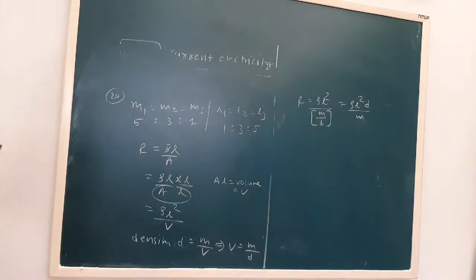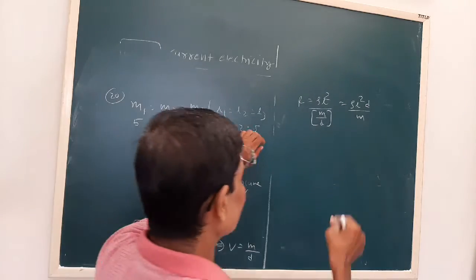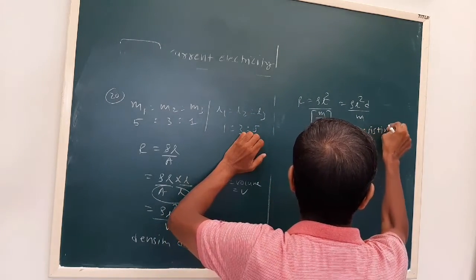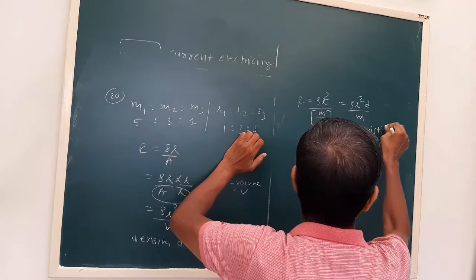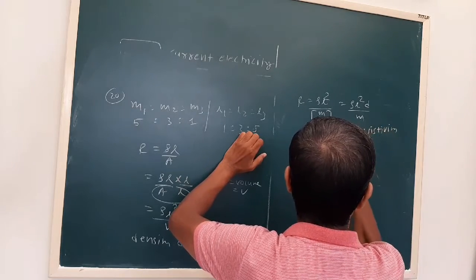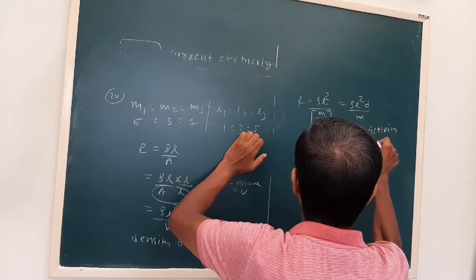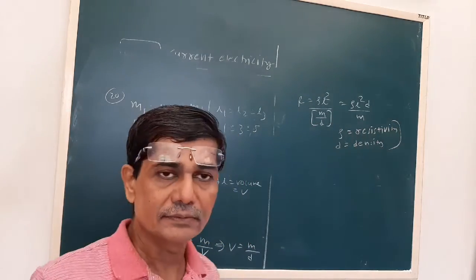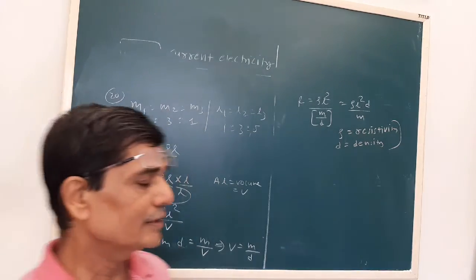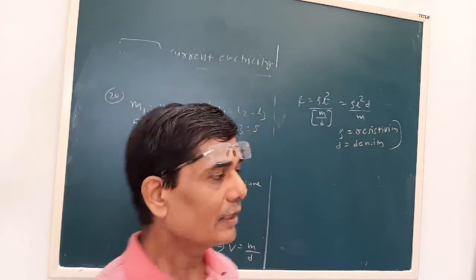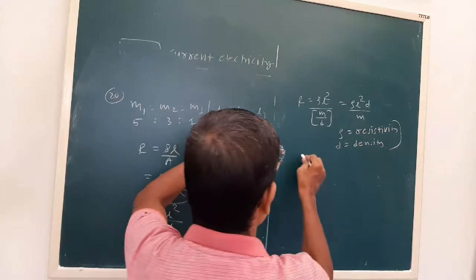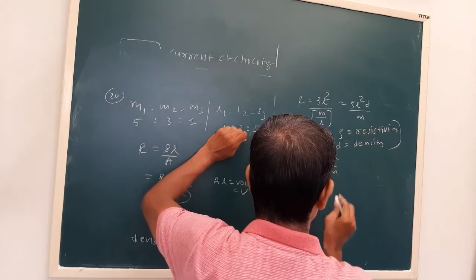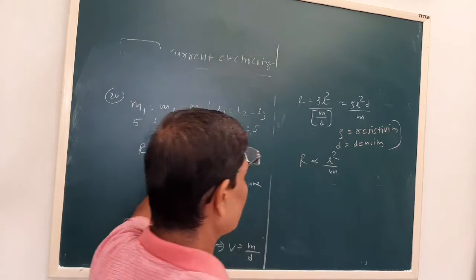Generally, see, the density and resistivity are independent of the dimension. So finally resistance becomes R varies as L square by M.